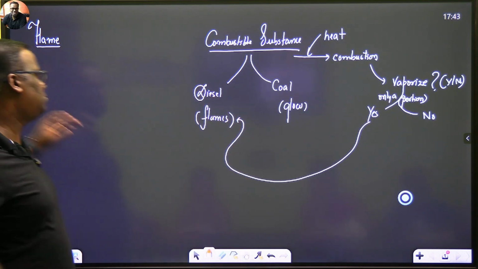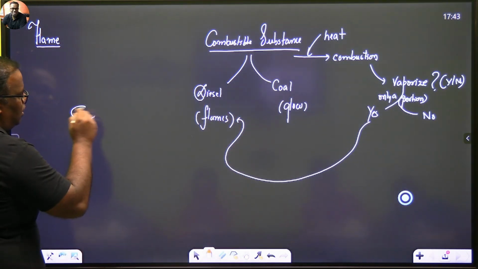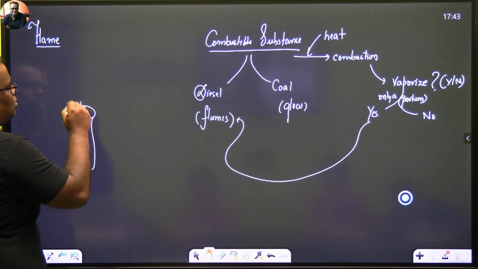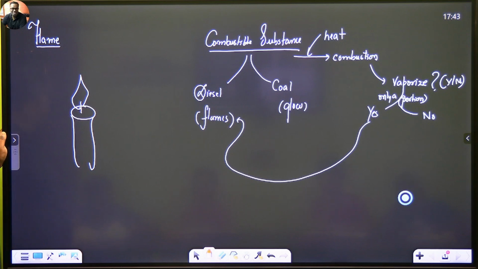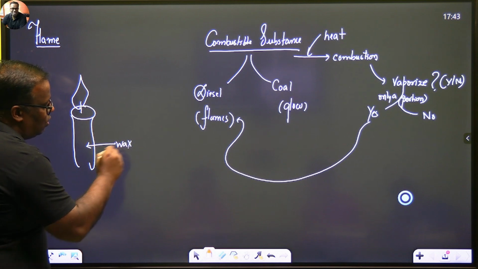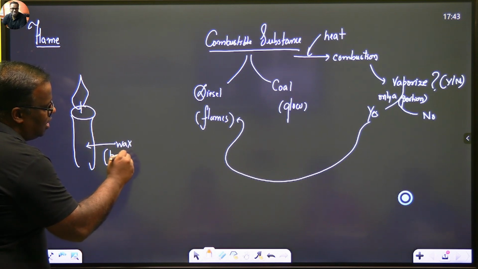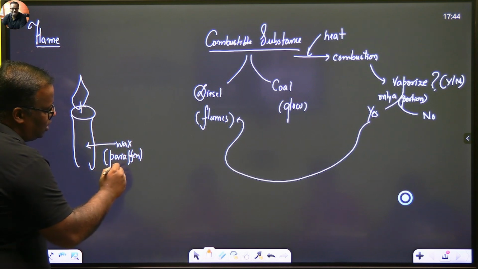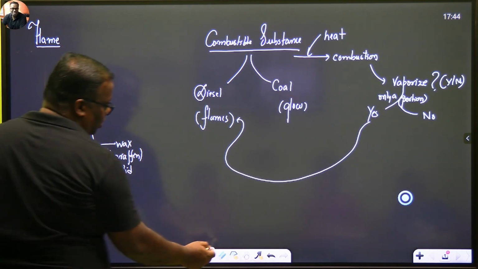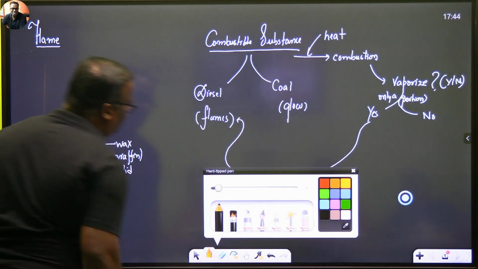Let's take a small example. For example, we have our birthday candle, right? And if you have the wick, you'll see that there is a flame on the birthday candle. What is happening in this case? The candle is made up of what? Wax. In other words, we call it paraffin, P-A-R-A-F-F-I-N. What is the state of paraffin out here? Solid. Then you will find a zone when you're heating the candle.